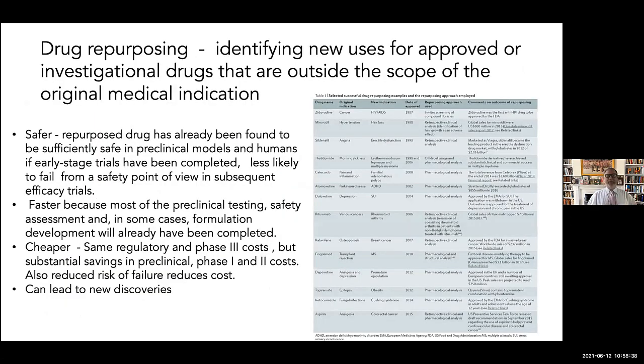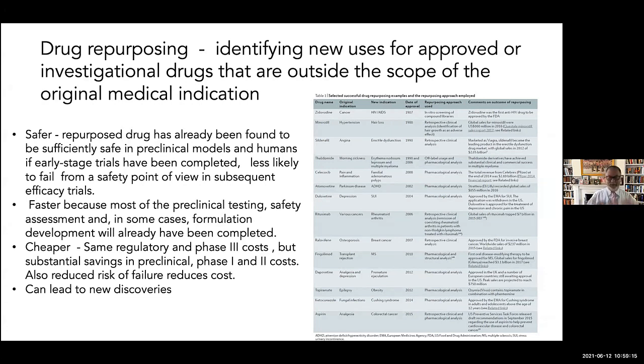So there is a mechanism which is called drug repurposing, in which you identify new uses for approved or investigational drugs that are outside the scope of the original medical indication. The reason this is good is because you build on the experience of others. So this is definitely safer. Usually repurposed drugs have already been found to be sufficiently safe in preclinical models and in humans, and are less likely to fail from a safety point of view, because remember, some of the IPF trials did fail from a safety point of view. So you're likely to give a safer product to the patient.